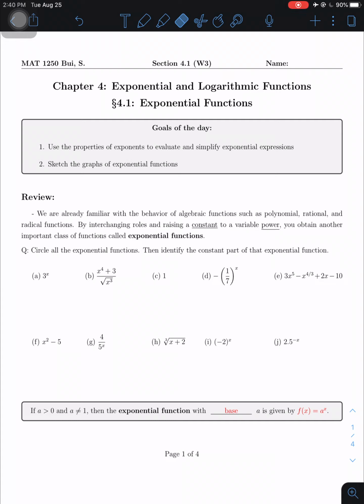So let's review some old concepts first. We are already familiar with the behavior of algebraic functions, such as polynomial. What I mean by that is like a linear equation. We have a line, could be increasing, decreasing, flat, or vertical. We have 4 cases for a line, right? And we also have quadratic polynomials, quad for short. It could be a U shape or an upside down U shape, okay?